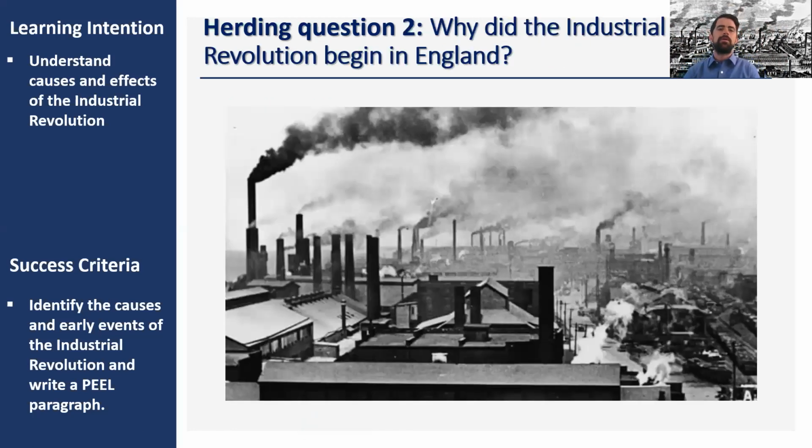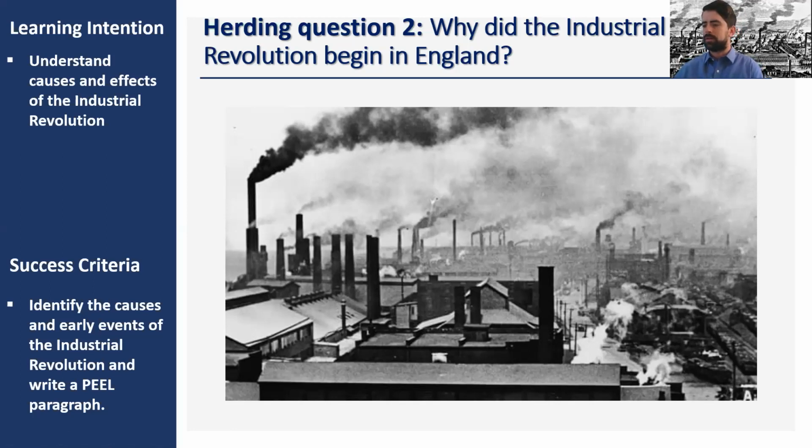Okay, so we're going to move now on to herding question number 2. What was so special about England? So the specific question is, why did the Industrial Revolution begin in England? We can see this is a picture of London from the 19th century of what we imagined with the Industrial Revolution. It's crowded, there is a lot of pollution, but why did this really start in England? And why was it special in this regard?